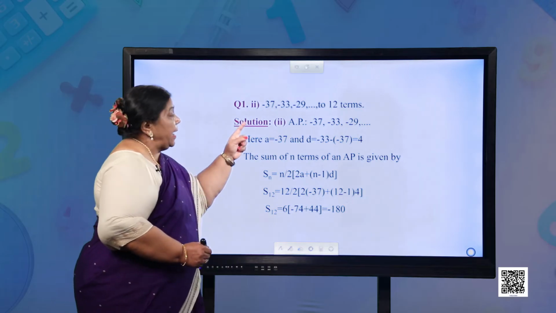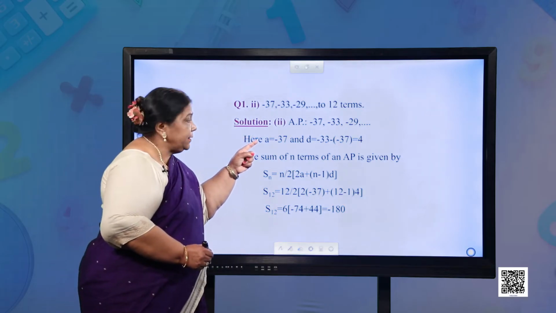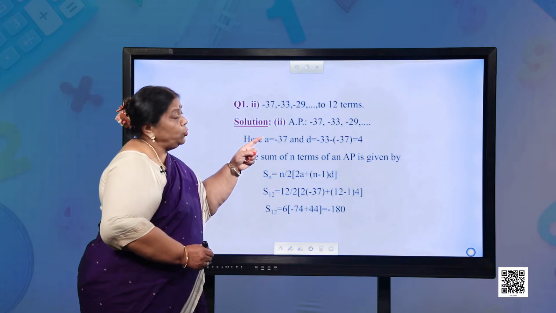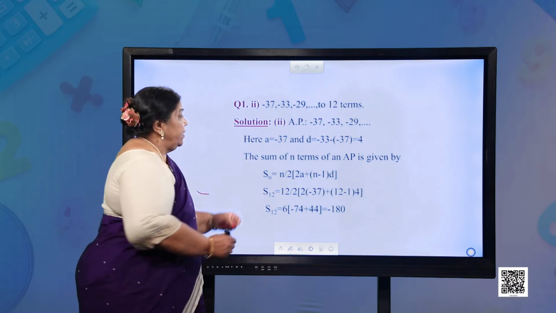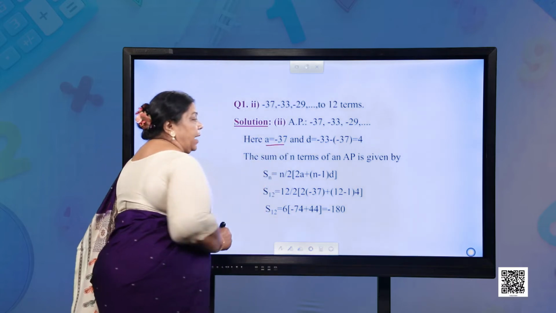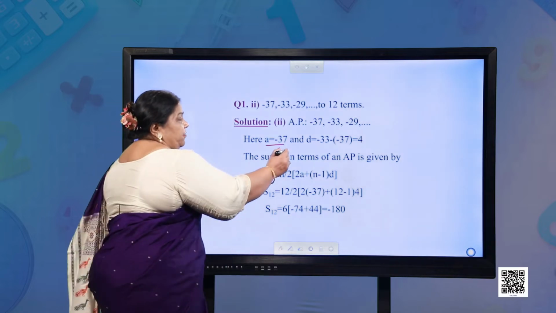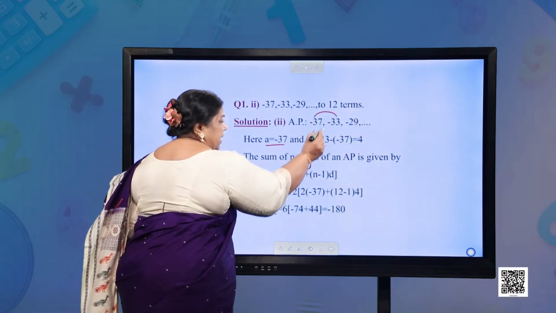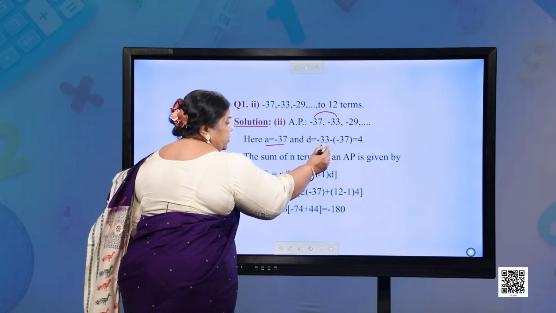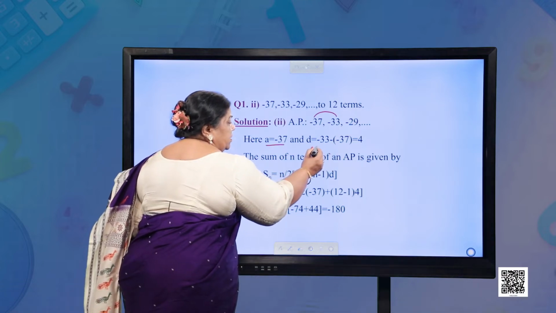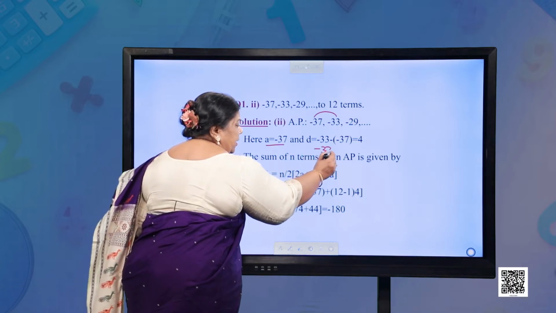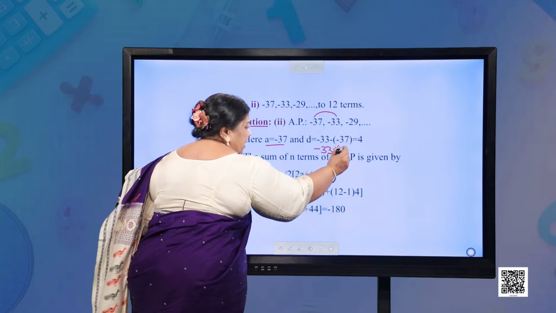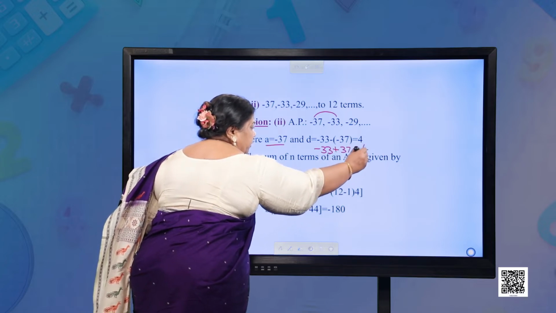Here we have minus 37, minus 33, minus 29 to 12 terms. Here, what is your first term? Minus 37, and common difference we take out by subtracting first term from second. Minus 33 minus of minus 37. This gives us minus 33 plus 37, that is obviously 4.